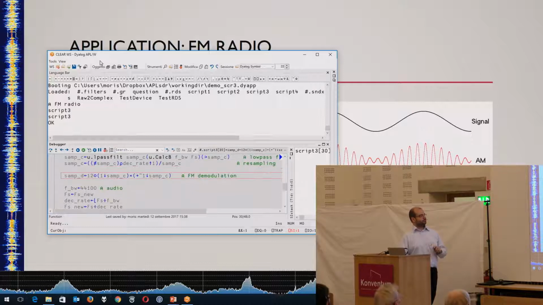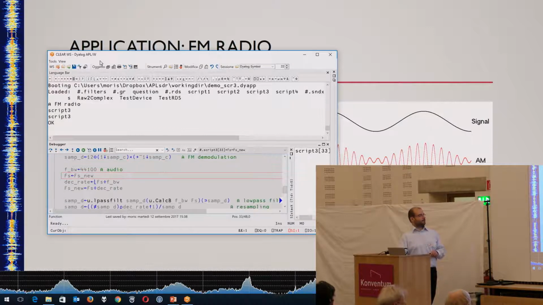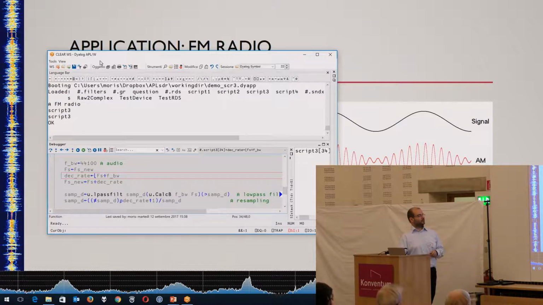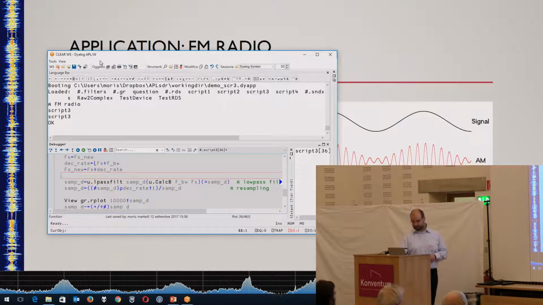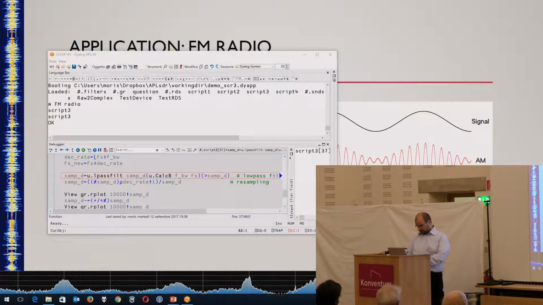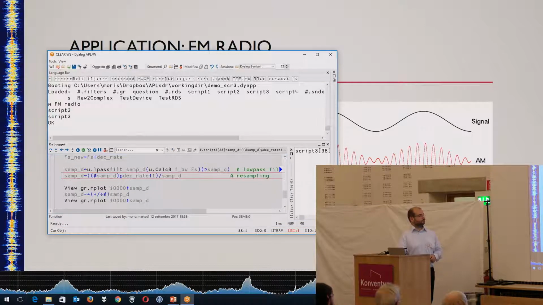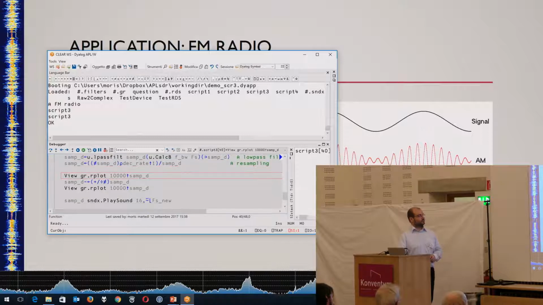And this is the actual demodulation. So just computing the difference between two consecutive samples gives us the instantaneous frequency of the signal at that moment. And then we must convert again to a sample rate, a frequency that we can give to the speakers. 44 kilohertz in this case.